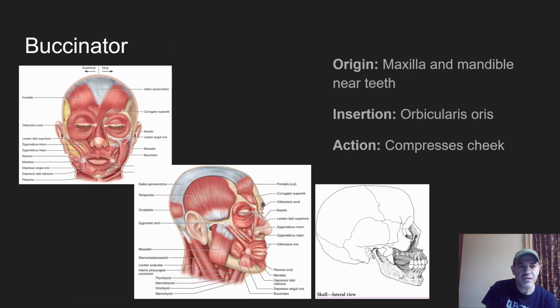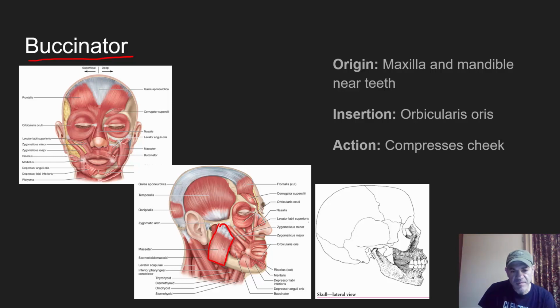And then we have another facial muscle called the Buccinator. And the Buccinator is somewhat deeper to some of the other muscles here. And we'll see one muscle here called the Masseter that I'm tracing out in the middle picture on the bottom.